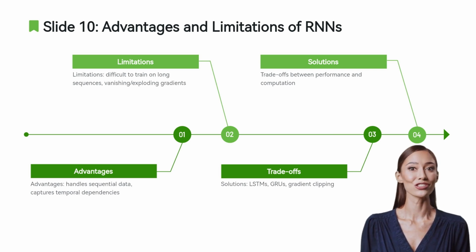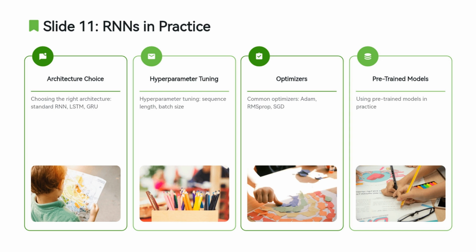While these architectures solve some of the issues with traditional RNNs, they still come with computational costs. When designing models, there is a trade-off between achieving high performance and maintaining computational efficiency. When applying RNNs in practice, it's crucial to select the right architecture for your task. If your task involves modeling long-term dependencies, using LSTM or GRU networks is often the best choice, as they are specifically designed to address issues like vanishing gradients.